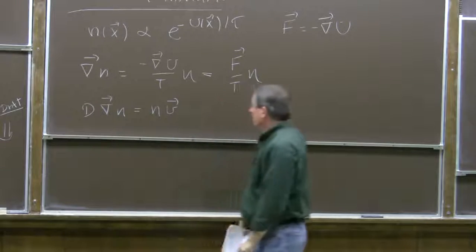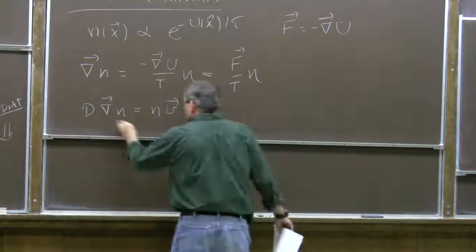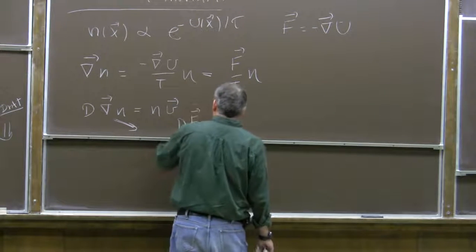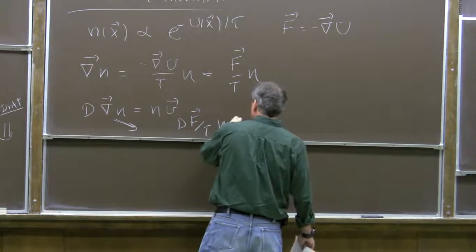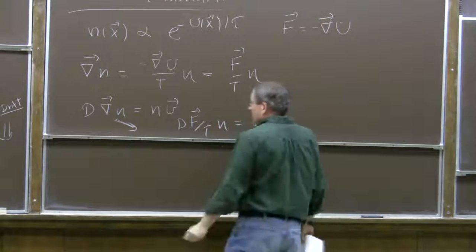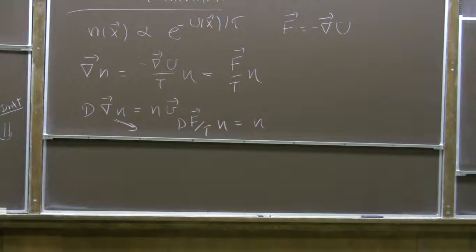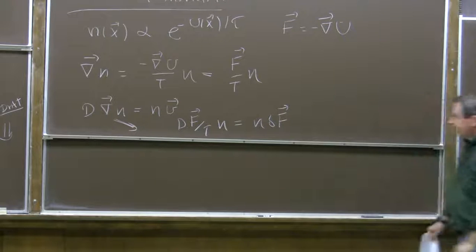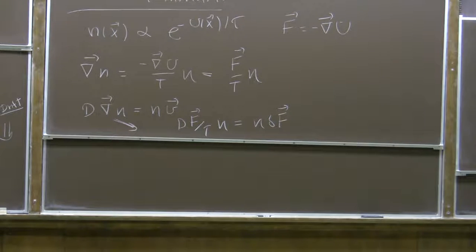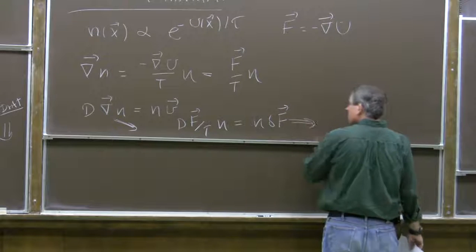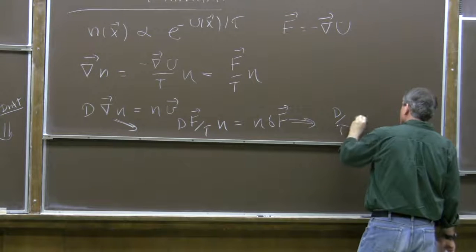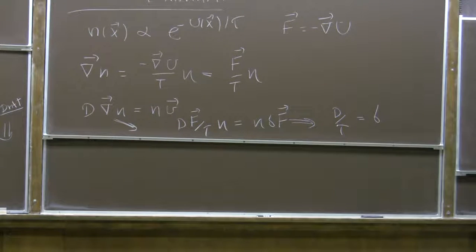concentration times velocity. But this is just diffusion constant times force divided by temperature times concentration. And this is, since the terminal velocity is just mobility times force, equal to mobility times force. So the concentration and the force drop out of the equation. And the conclusion is that diffusion constant divided by temperature is equal to mobility. That's the Einstein equation.